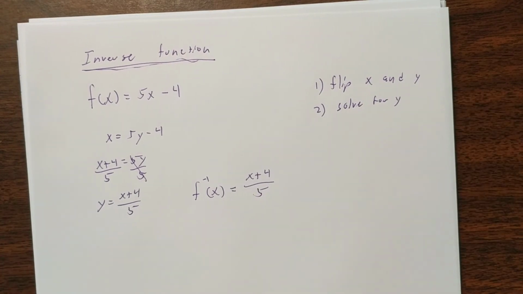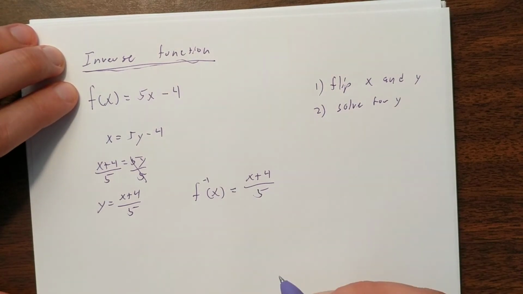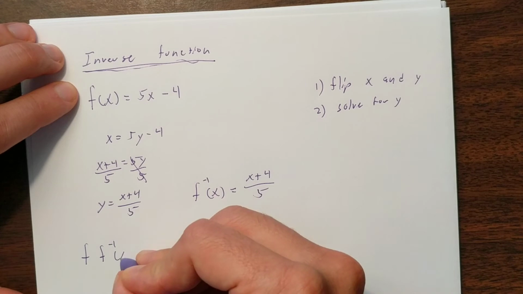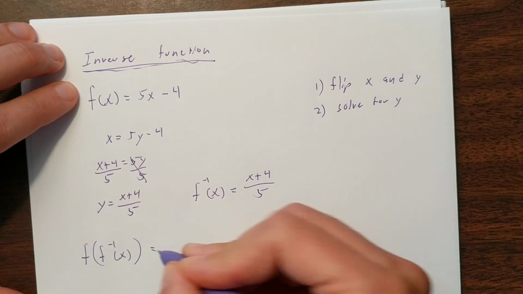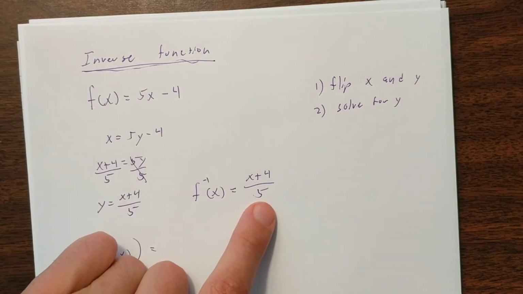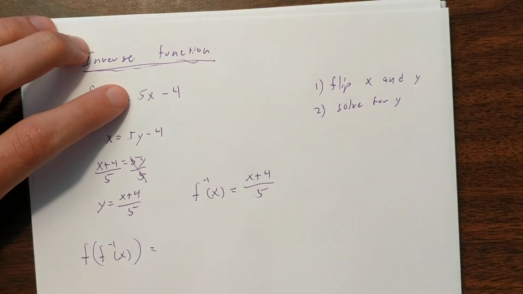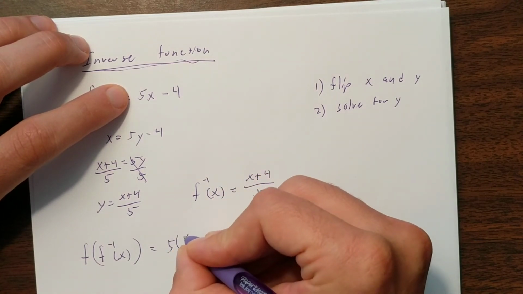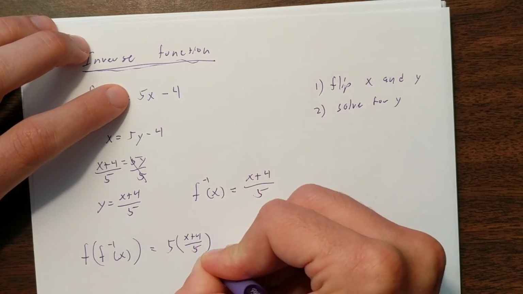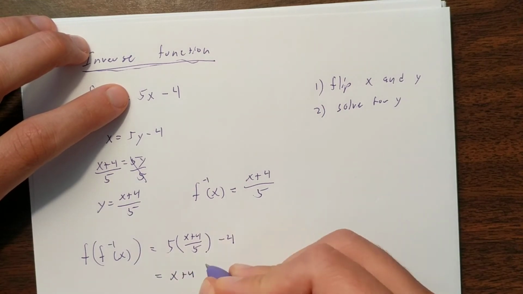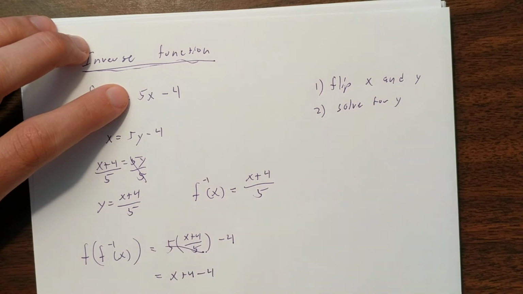Now, the neat thing about this is that when I do a composition of functions and I do f of f inverse of x, I'm going to rewrite this function, but in place of x, I'm going to put my inverse function. Now, this will always happen, okay? So 5 times x plus 4 over 5, minus 4. We notice this is just going to be x plus 4 because the 5s are going to cancel, minus 4, which is equal to x.